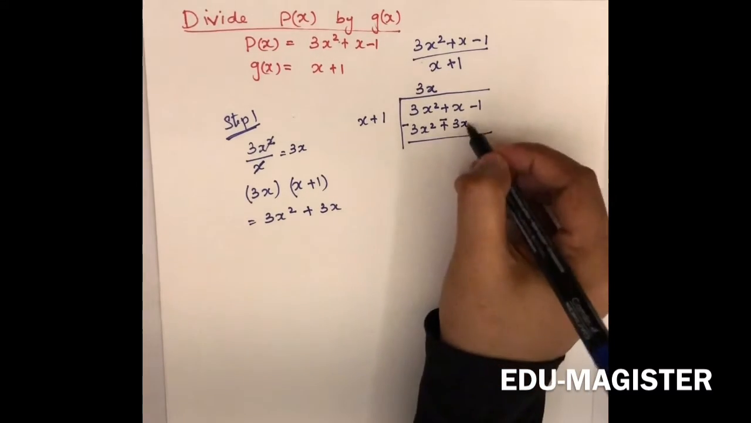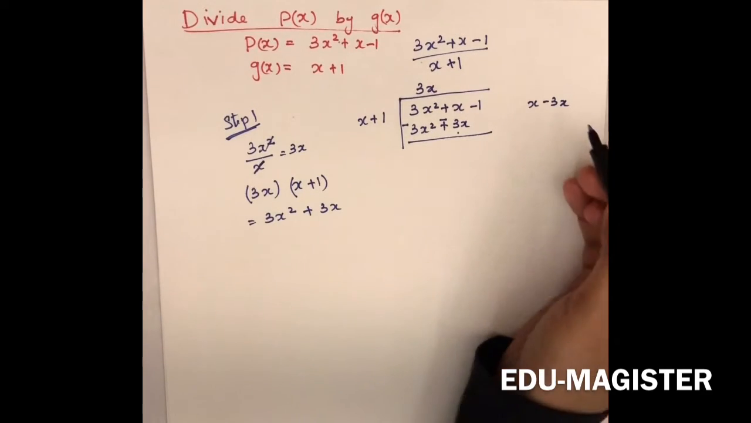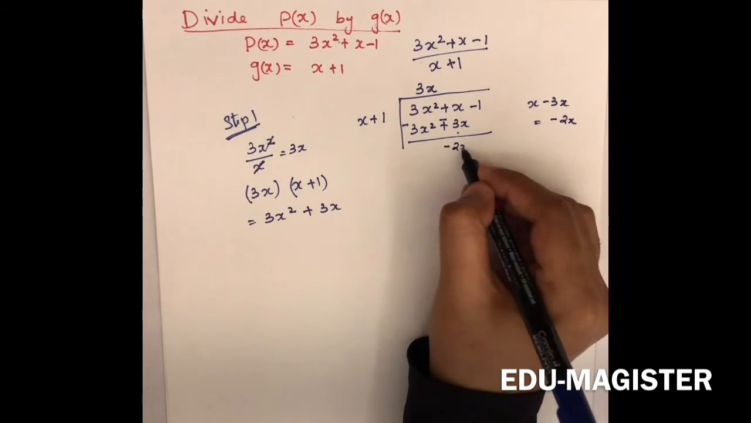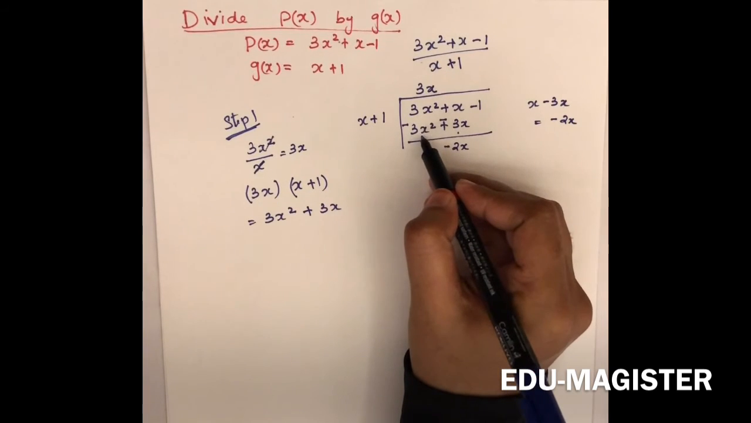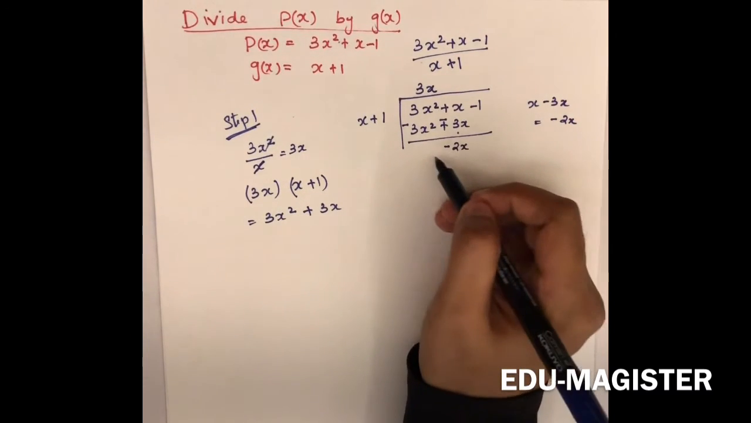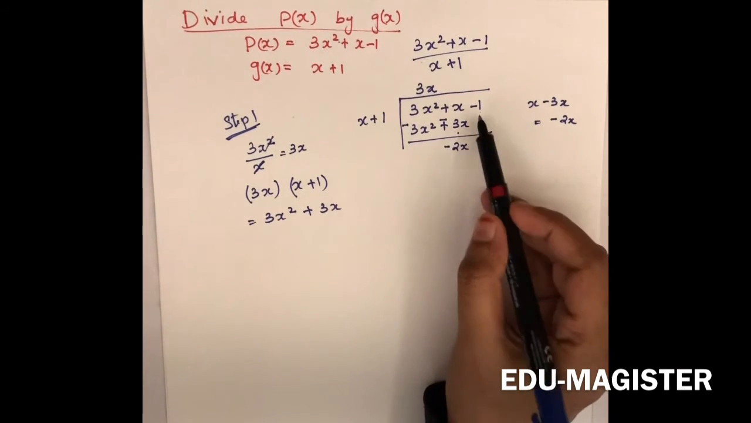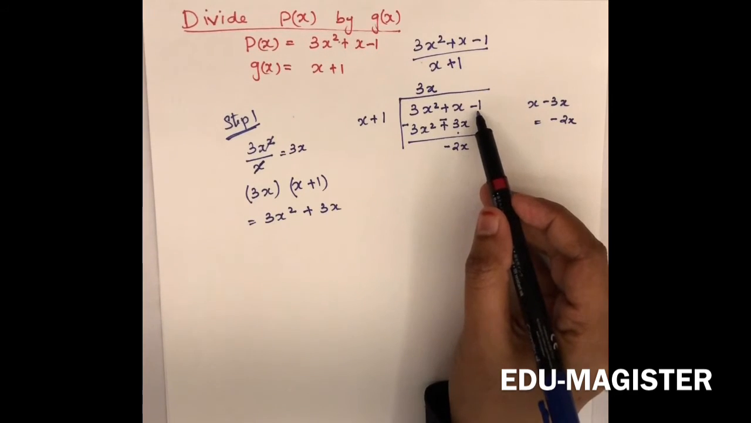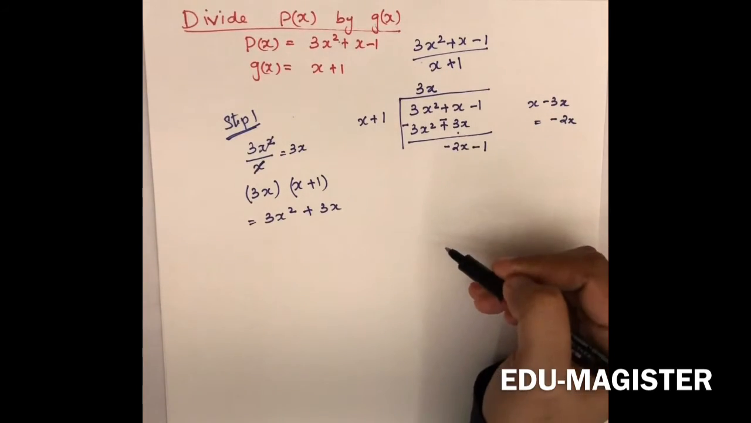So this subtraction is x minus 3x. X minus 3x is minus 2x. So here the last term is minus 2x, and here 3x square minus 3x square cancels off and becomes 0. Okay. Now bring down the term that we have not used yet, that is minus 1, right? Minus 1. Bring it down.